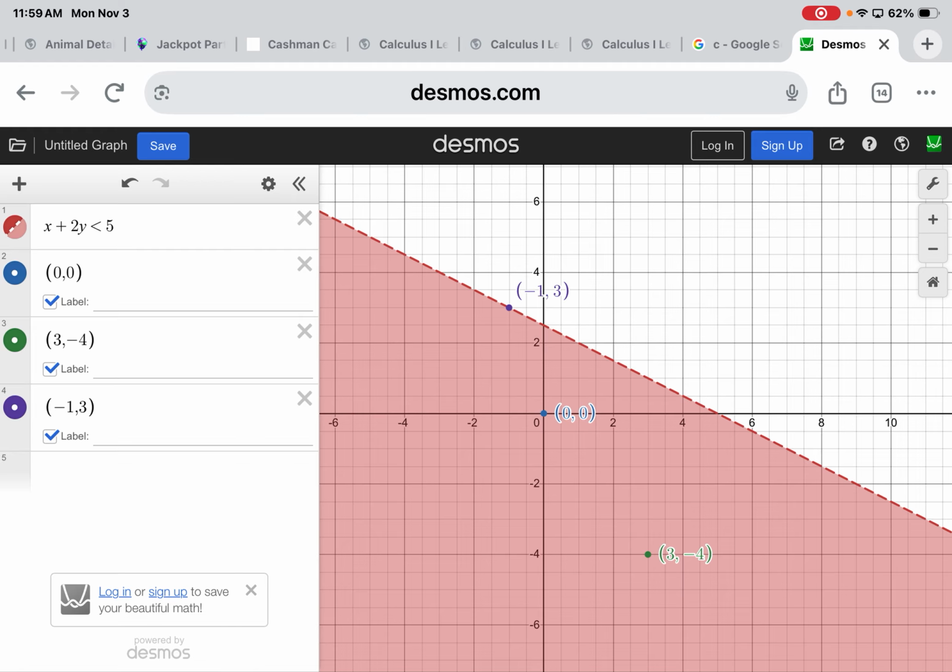So we got a yes for 0, 0. We got a yes for 3, -4. We got a no for -1, 3. And that's because it's on the line and our line is dashed. Dashed is like an open circle. It means it's not included.